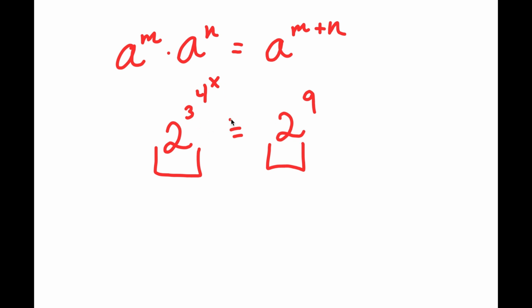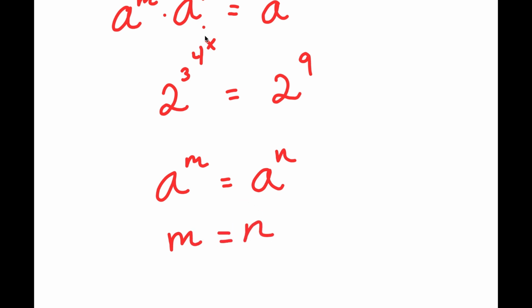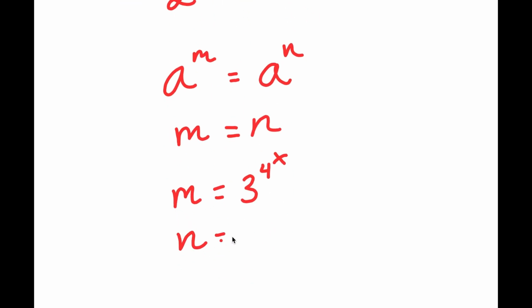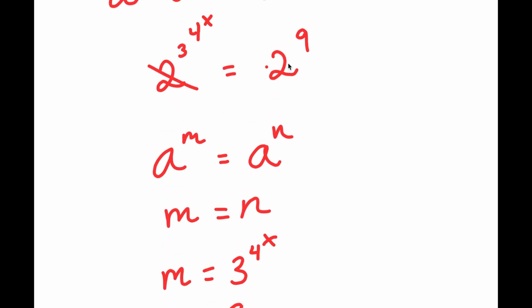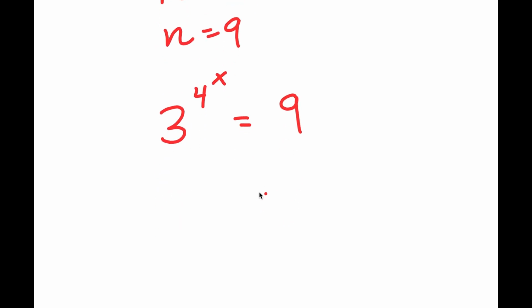The bases are both 2, so this is much easier to solve, because if I have something in the form a to the power of m is equal to a to the power of n, then this means that m is equal to n. In this case, we can think of m as 3 to the power of 4 to the power of x, and n as 9. So if I cancel these two bases out, I get 3 to the power of 4 to the power of x is equal to 9.